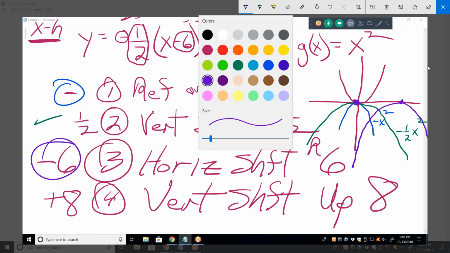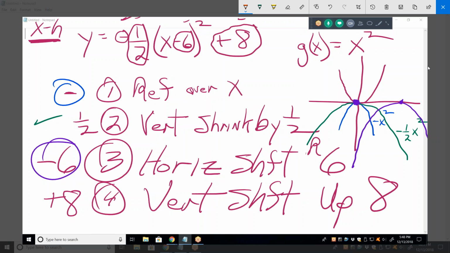Finally, the last thing I'm going to do is take this plus 8 and move my purple up 8 units. Again, does not change the shape. That's supposed to be the same shape as the purple. It's not skinnier or fatter. Shifts do not change the shape. Shrinks and stretches do.